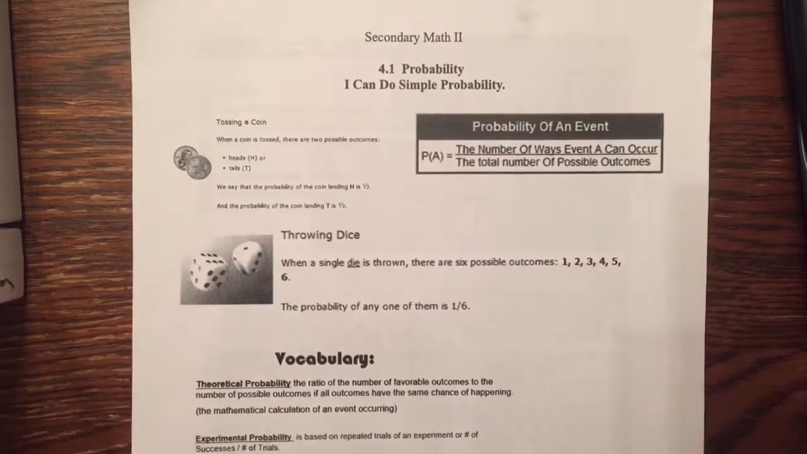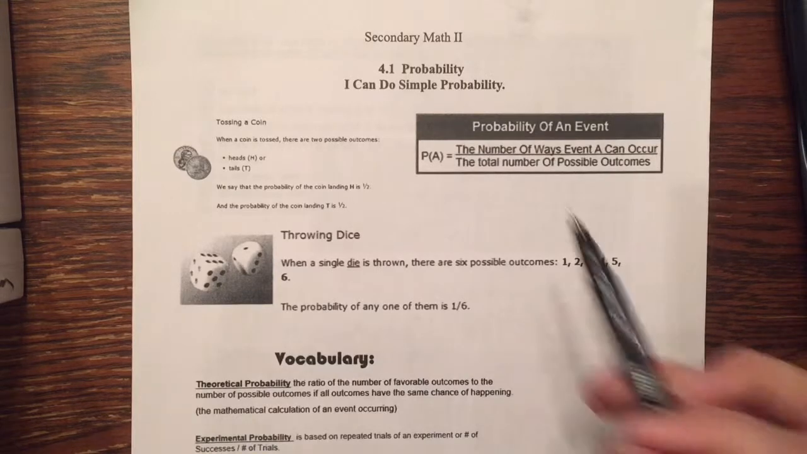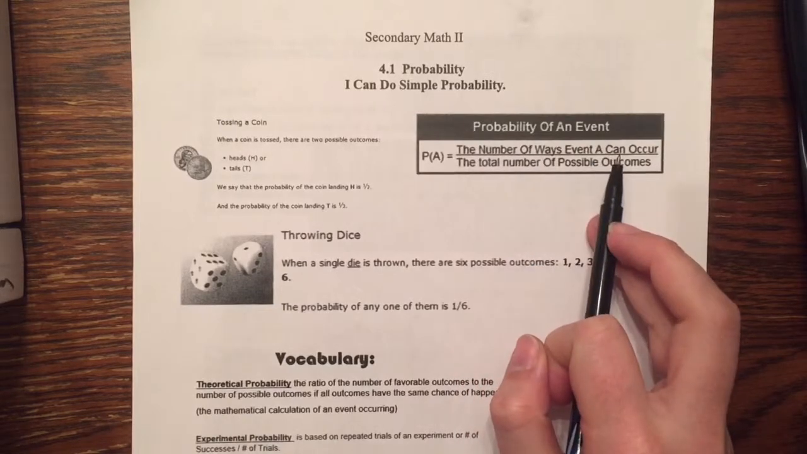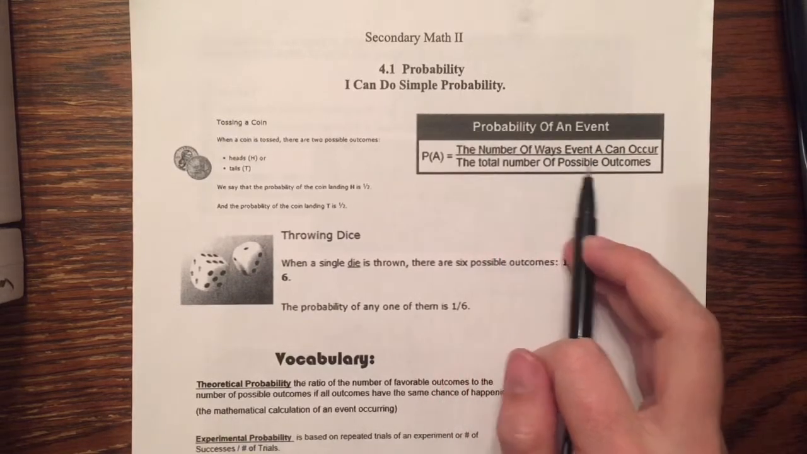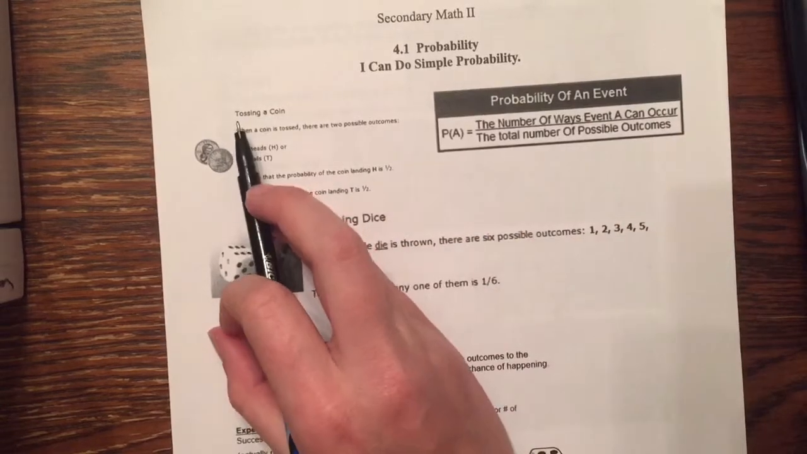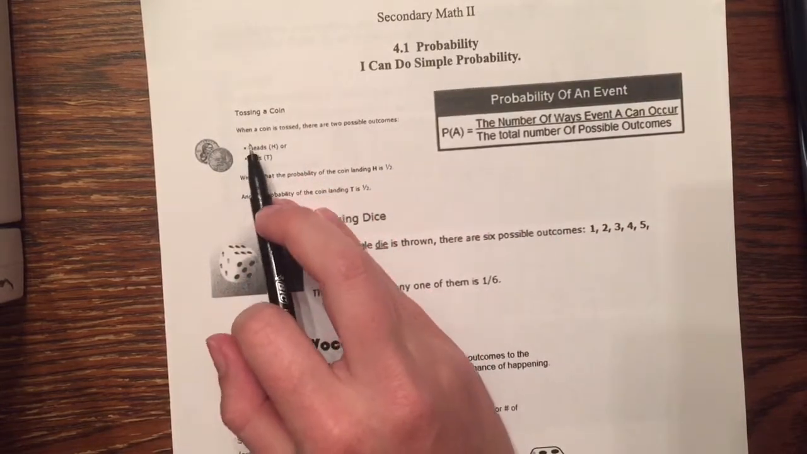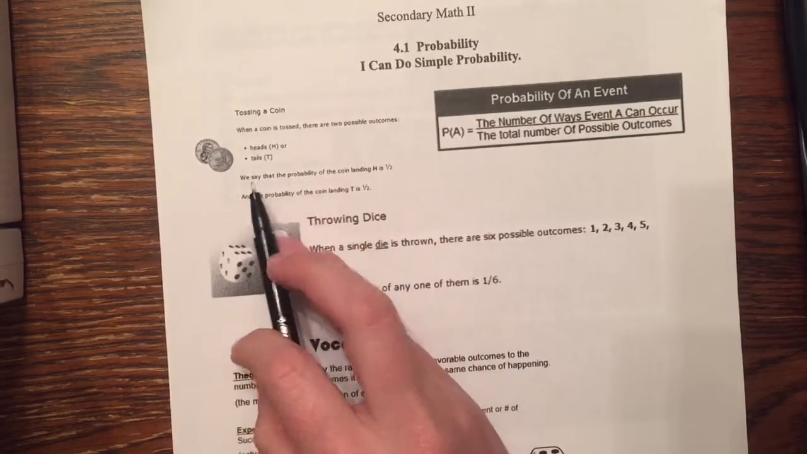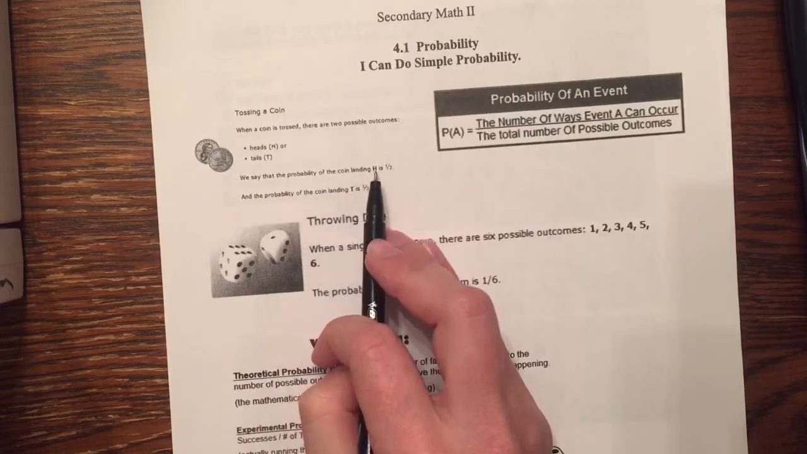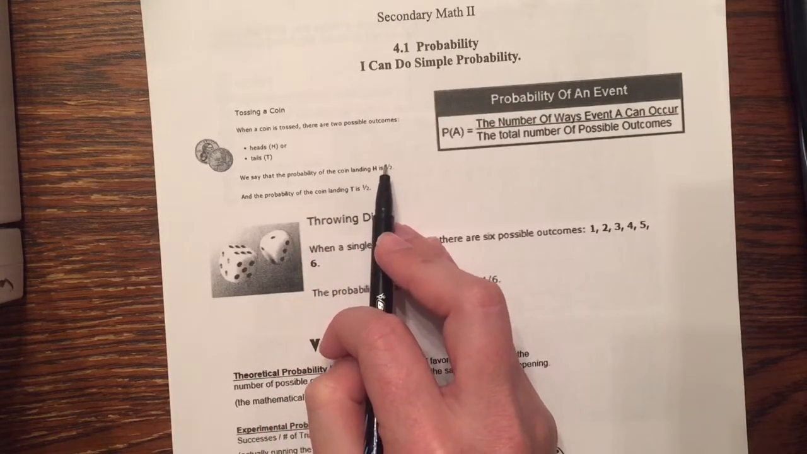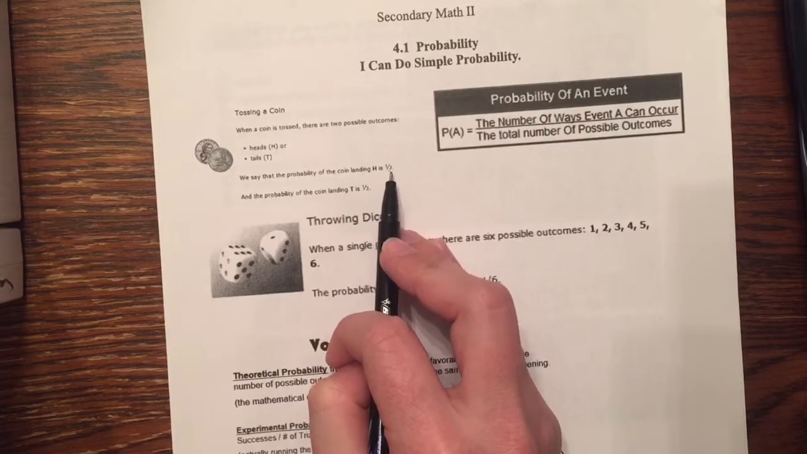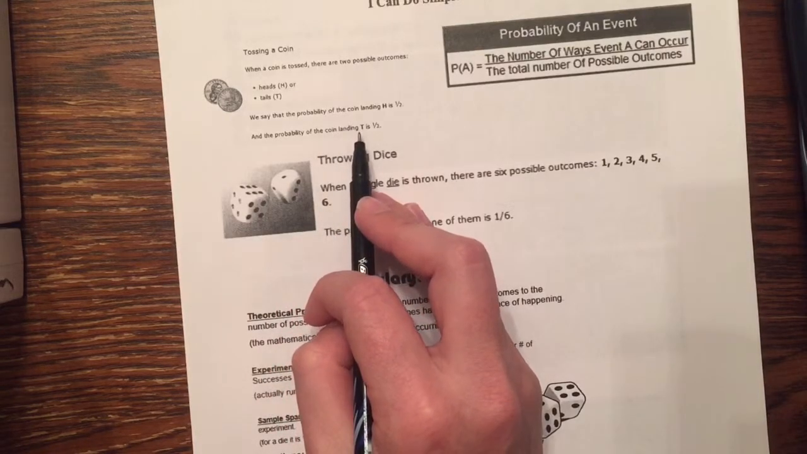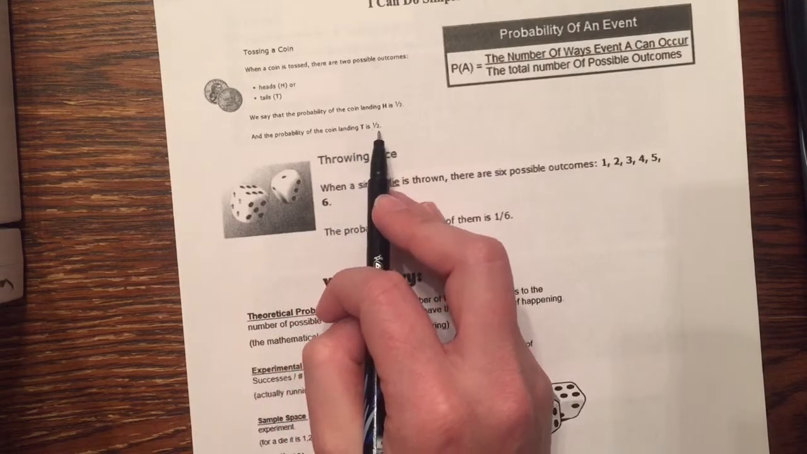In this video, we're going to go over simple probability. The probability of an event occurring is the number of ways an event can occur over the total number of possible outcomes. So here's a few examples. Tossing a coin. When a coin is tossed, there are two possible outcomes, heads or tails. We say that the probability of the coin landing on heads is 1/2, because there's only one heads out of 2, the total outcomes. The probability of the coin landing on tails is 1/2 as well.